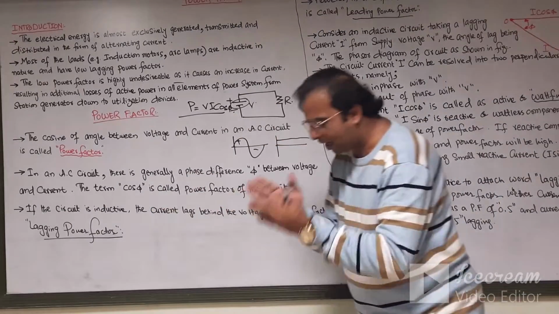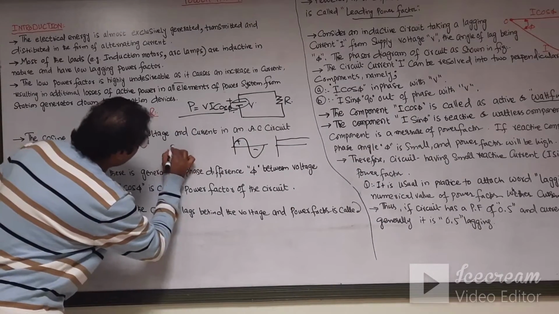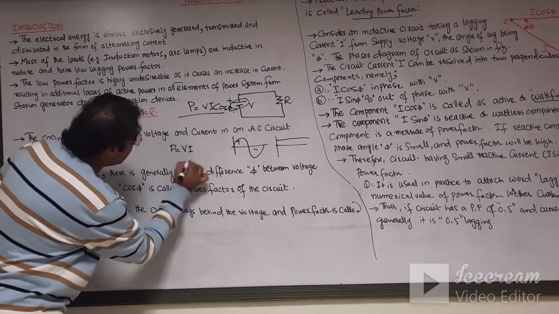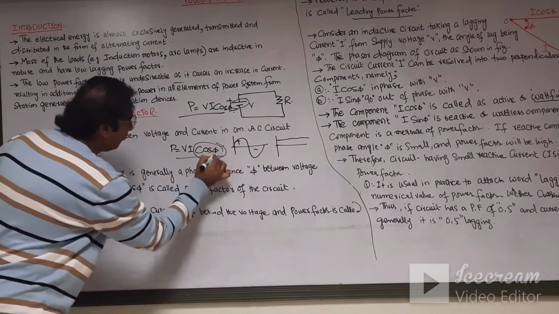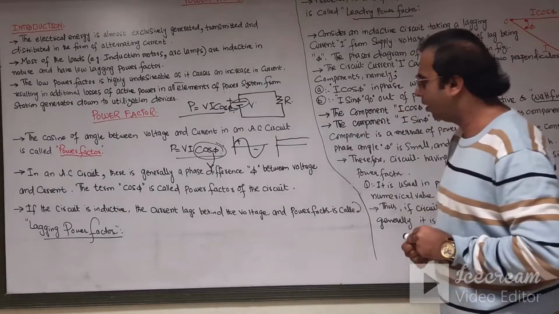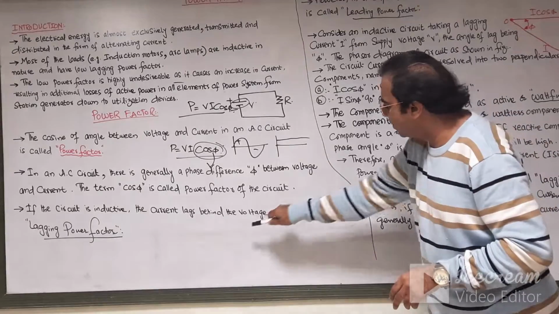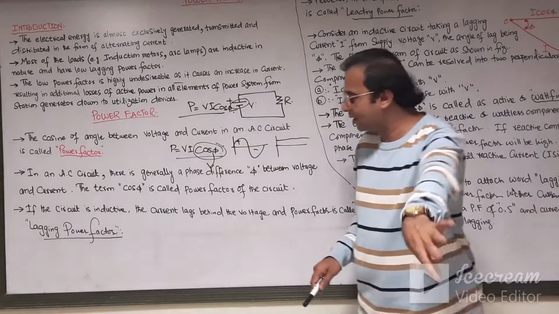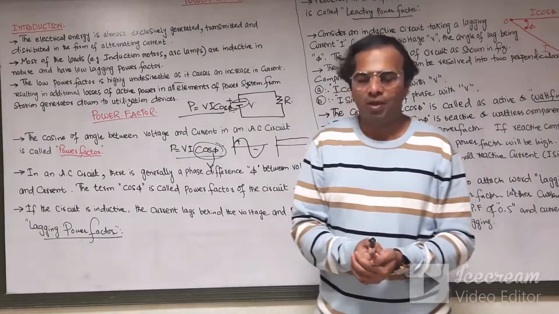So the term cosine phi here. If we are going to find the formula in the AC circuit, P is equal to VI, now including the cosine phi. Now this term cosine phi is called the power factor. Now if the circuit is inductive, the current lags behind the voltage and the power factor is called lagging power factor.